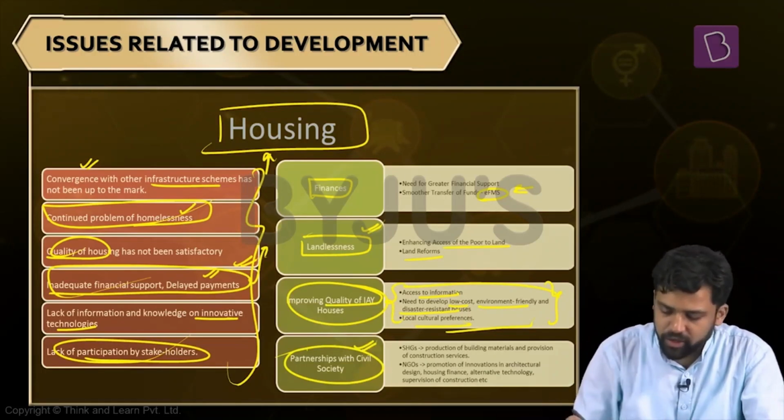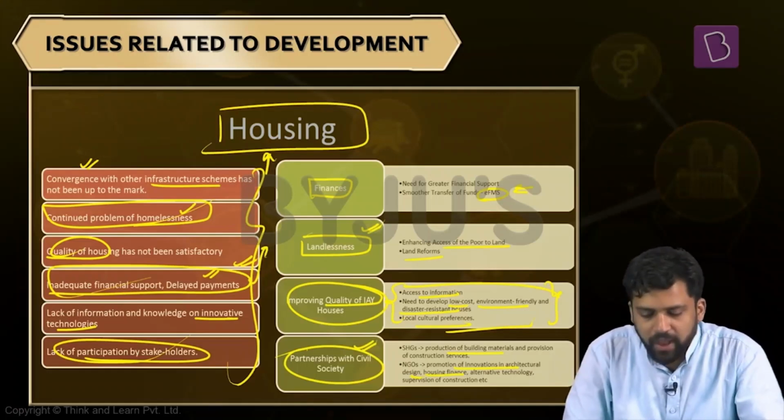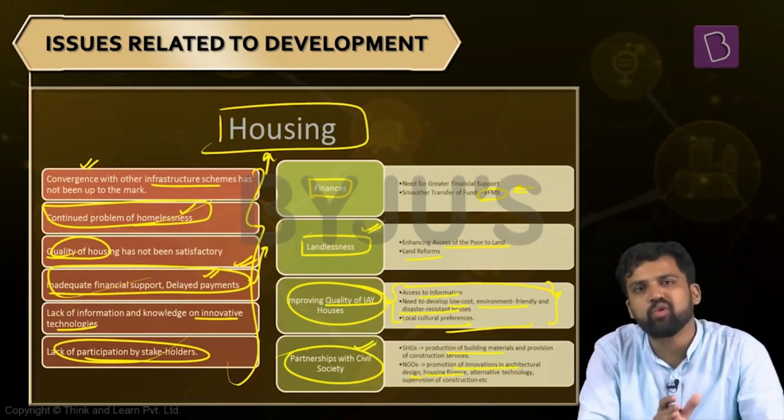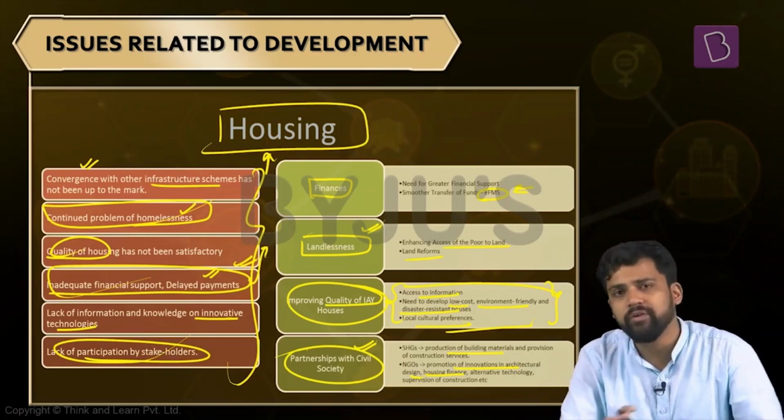NGOs and self-help groups might be involved in production of different kinds of building materials. They might be involved in promotion of different technology. They might be involved in promotion of housing finances. So partner with these organizations. They can also help in improving the quality of housing, in availability of housing, and in accessibility of housing. So housing related issues, how can we resolve them?